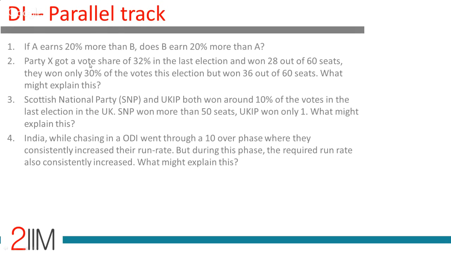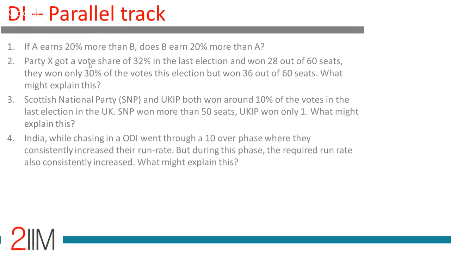Party X got a vote share of 32% in the last election and won 28 out of 60 seats. They won only 30% of votes in this election, but won 36 out of 60 seats. What might explain this? Their vote share shrinks, but their seat share increases. What might underpin this? What might be happening? Why does this happen? How can this happen?